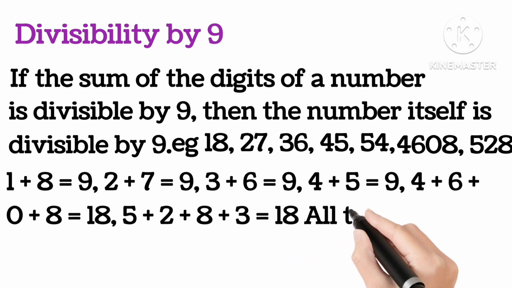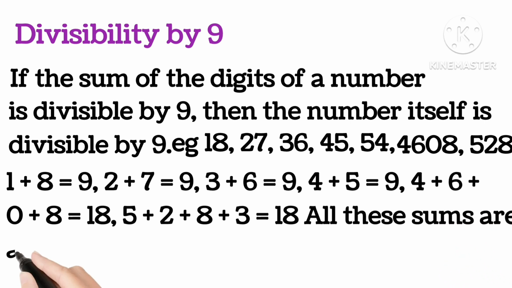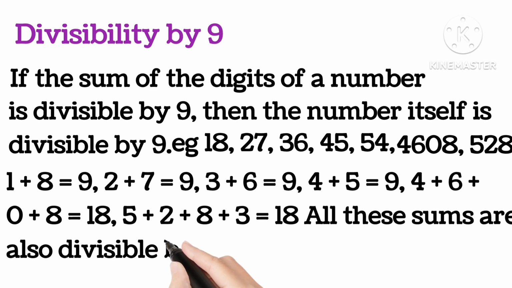Then the number 4608: the sum of the digits is 4 plus 6 plus 0 plus 8, that is 18. Again 18 is divisible by 9, so the entire number will be divisible by 9. Let's check the divisibility by 11. Let's see in the next slide what it says.